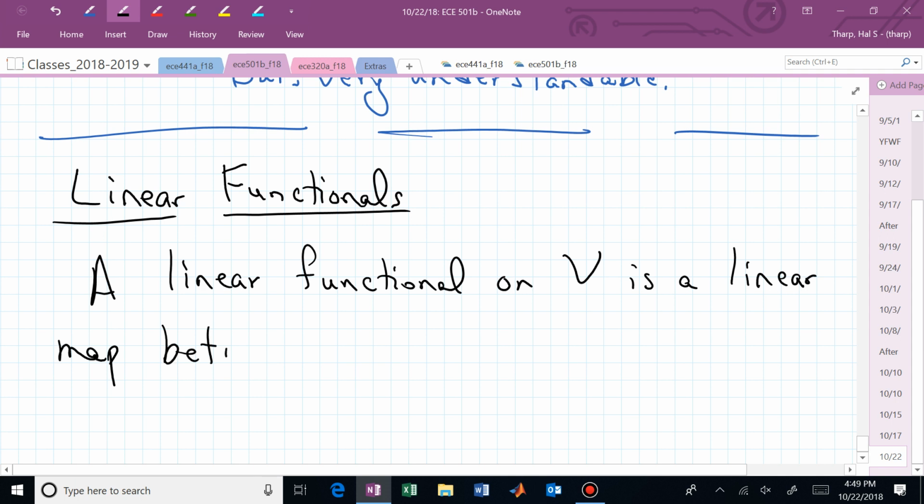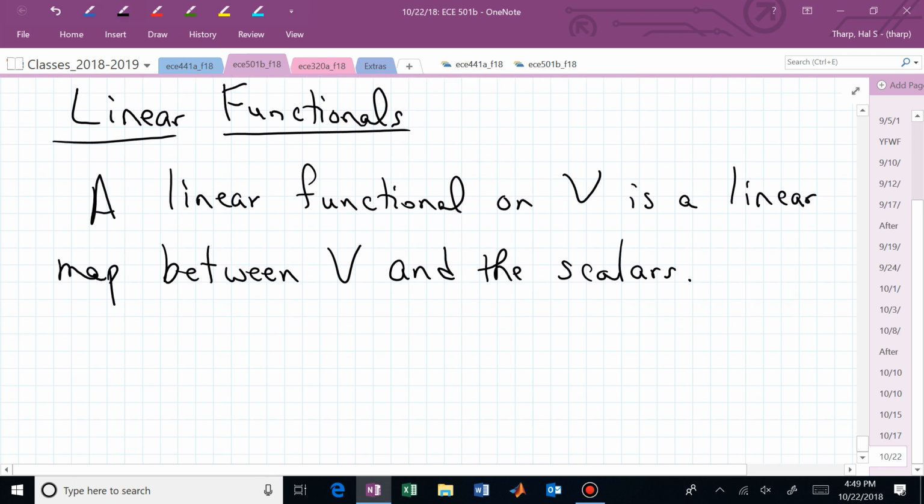between the vector space V and the scalars, where the scalars are in our field of numbers, either real or complex. That's what we mean by scalars. So you're mapping from a vector space V onto scalars.